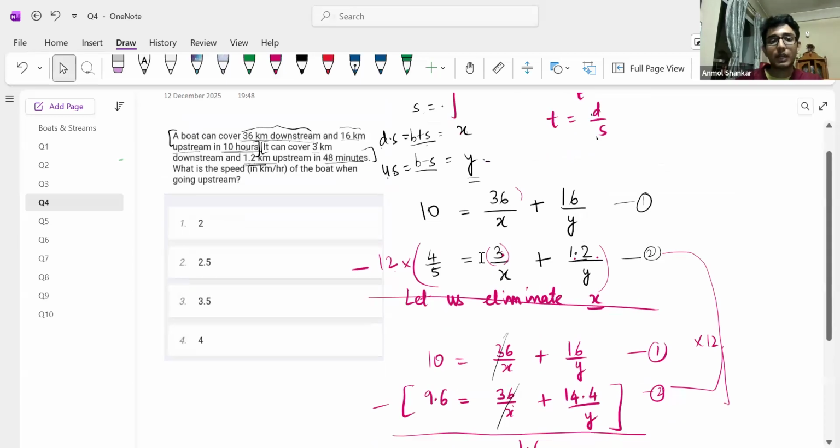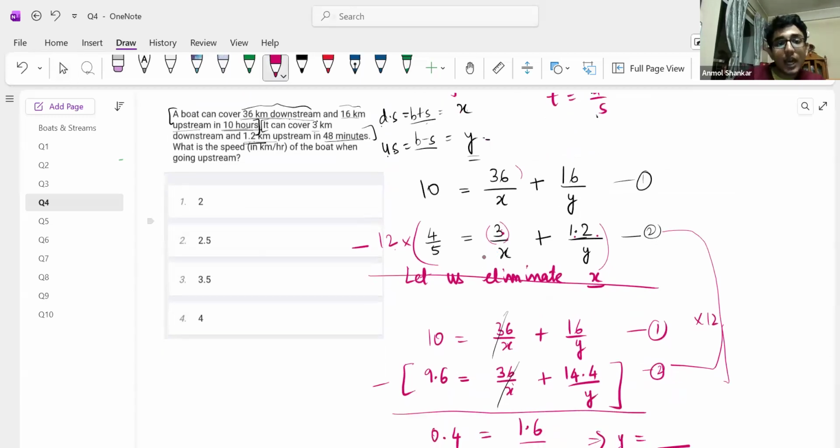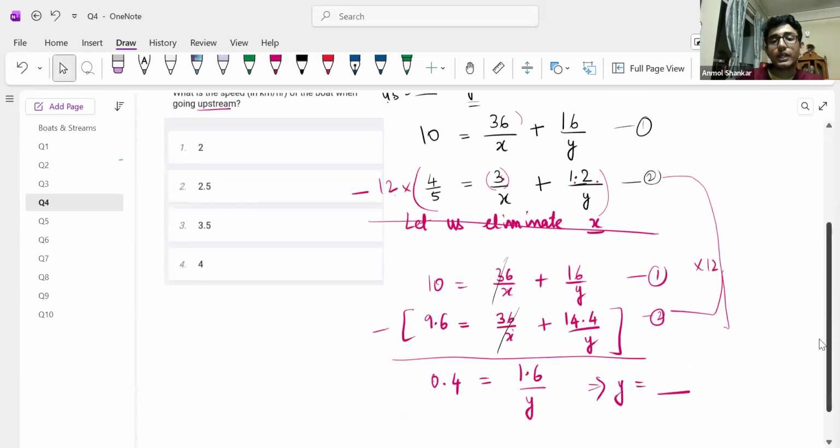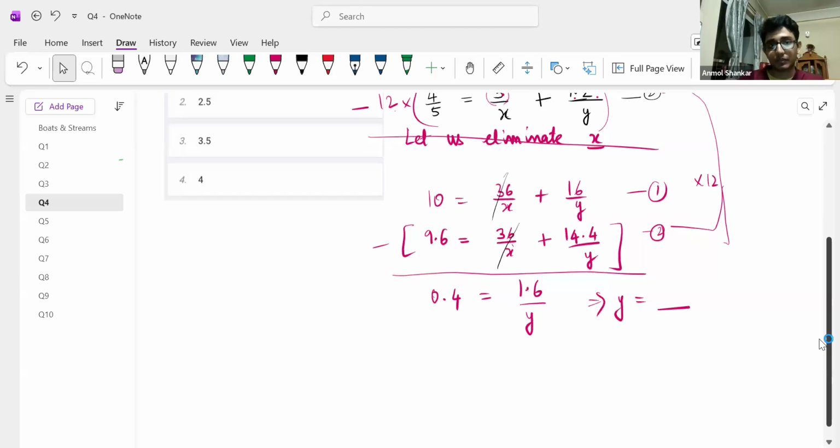Because the question asked for upstream speed, we are first eliminating x. When we have to solve a question quickly, we should first find exactly what they have asked. We could find x and then y and then tell the value of y, but the question asks only for the value of y. So let us directly find y first and then we are done, which is why we eliminated x.